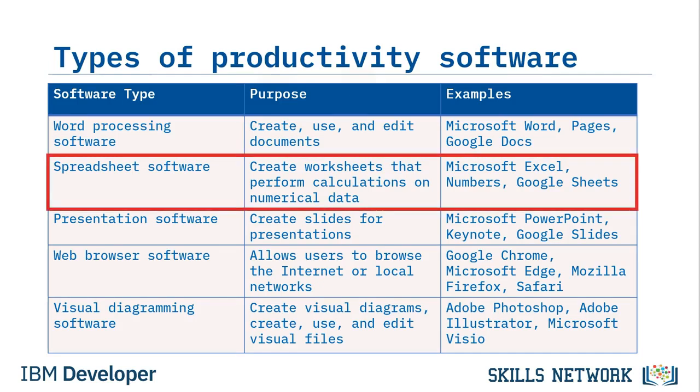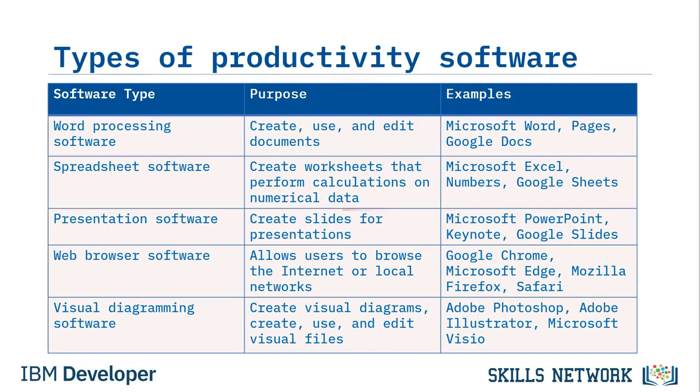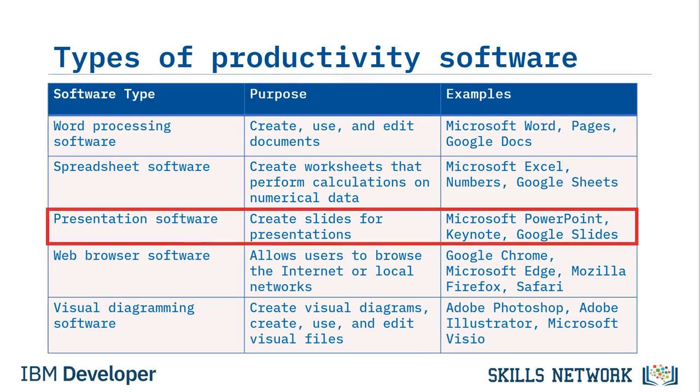Spreadsheet software is used to create worksheets that perform calculations on data, such as statistics and financial information. Some common software examples are Microsoft Excel, Numbers on Mac OS, and Google Sheets. Presentation software helps users create slides for presentations, meetings, and gatherings. Most people are familiar with Microsoft PowerPoint, but Keynote and Google Slides are also common.